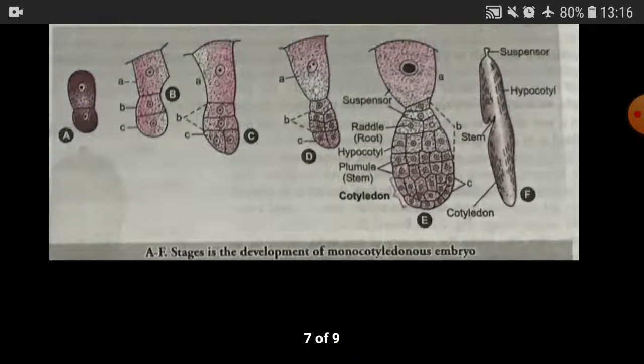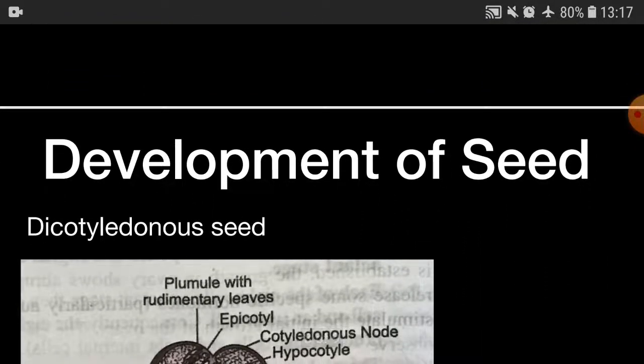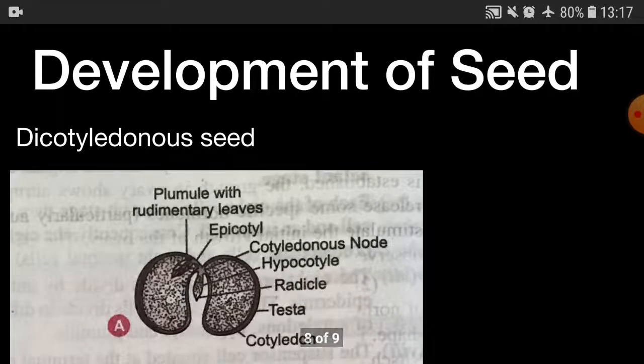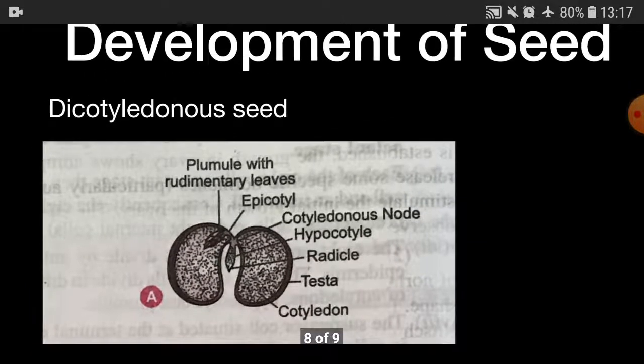So, now we come down to the next topic, that is development of seed. I hope up to here you don't have any problems, and if you have any problem, children, please text me. I will clear the doubts. Next comes the development of seed. This is the last topic of today's lecture. We have to take both the seeds, the dicot seed as well as the monocot seed.